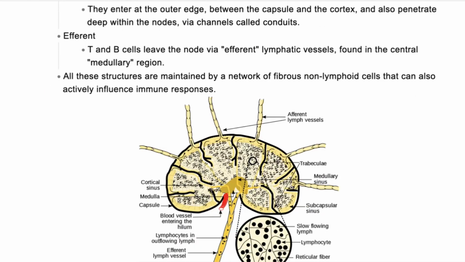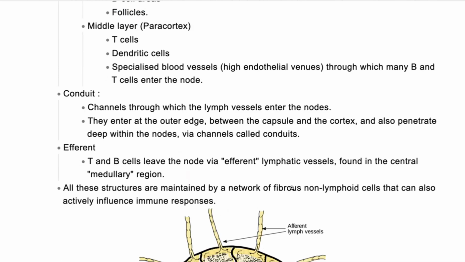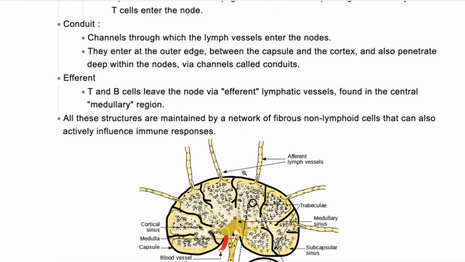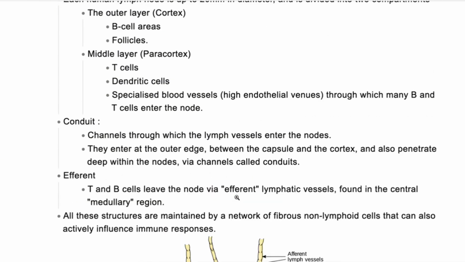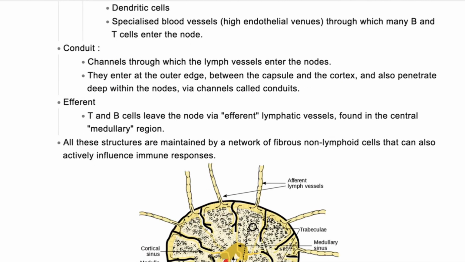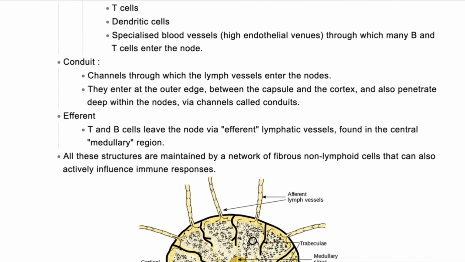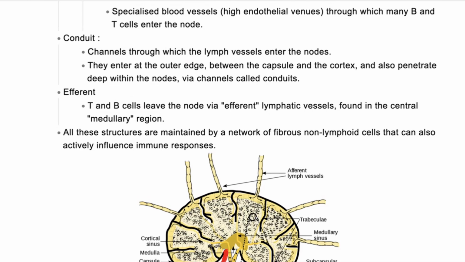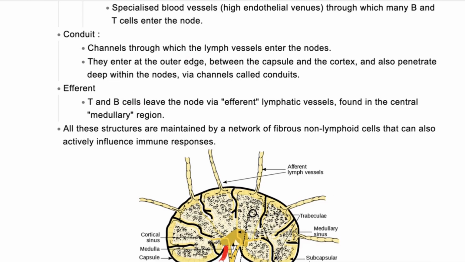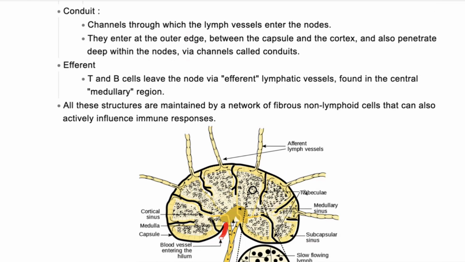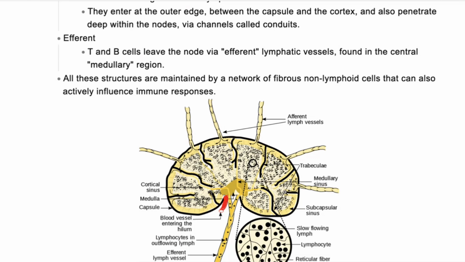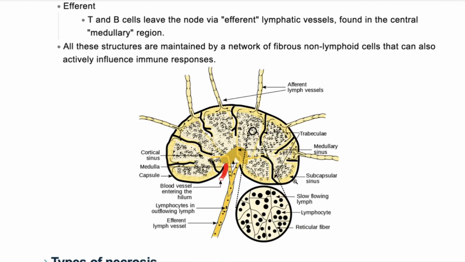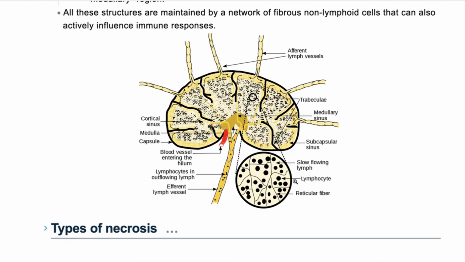And you need to remember just literally one thing about each layer that we mentioned. The outer layer, which is the cortex, contains B cells and follicles. The middle layer, which is the paracortex, contains T cells. And the conduit, these are channels for the lymph vessels. And then the efferent, all the T and B cells will leave via the efferent. And all this structure has to be encapsulated, so this dense black thing is just the capsule around it. If you try to break it down into these small pieces, it will be really good.